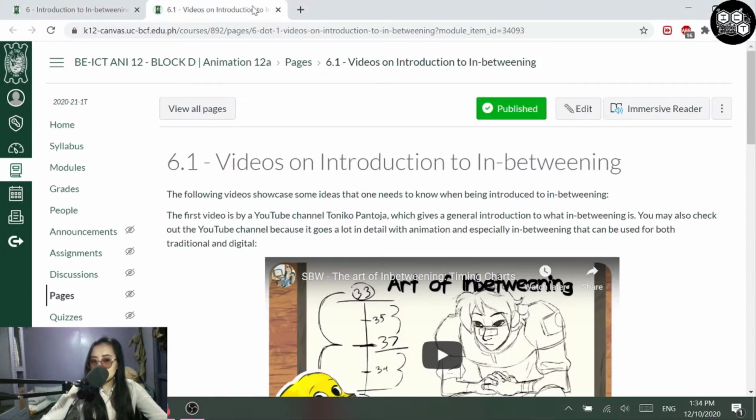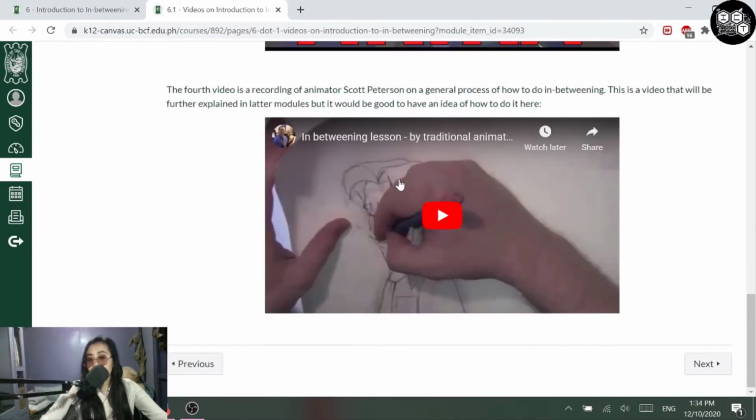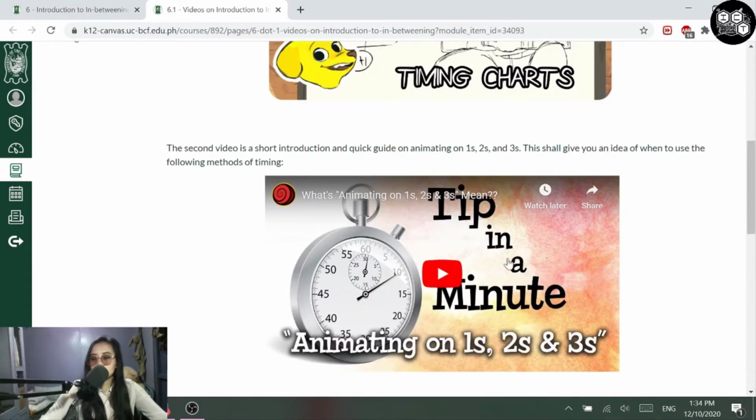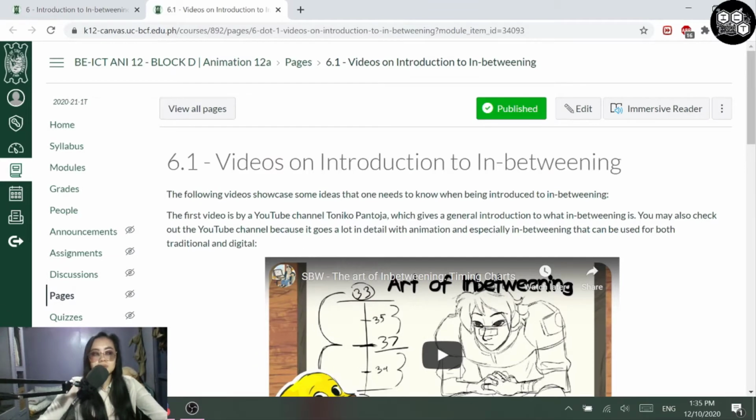Last thing that you have to consider is the videos right here. For those who have Canvas accounts, I have linked here 4 videos to give you an idea of how in-betweening would work. With this one, I'd like you to get some ideas. Try and watch all of these. For those without Canvas accounts, I'll try to link these up as well.